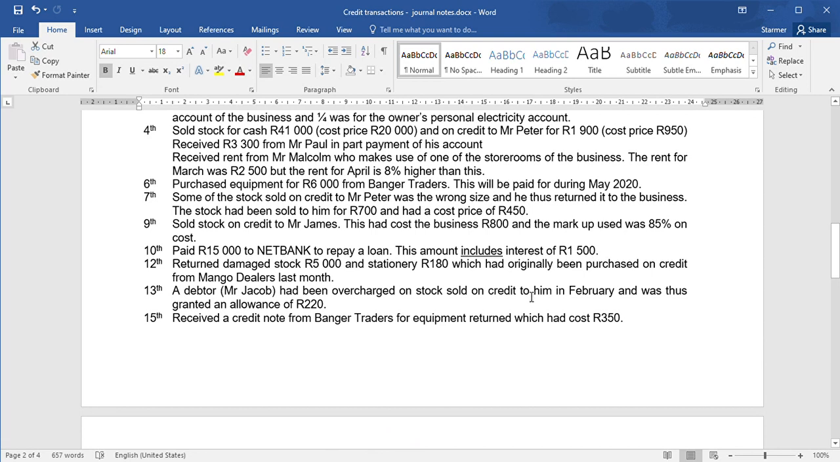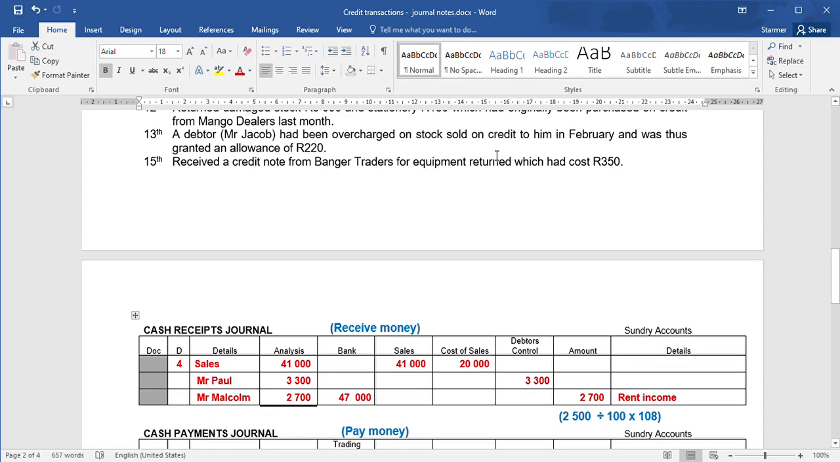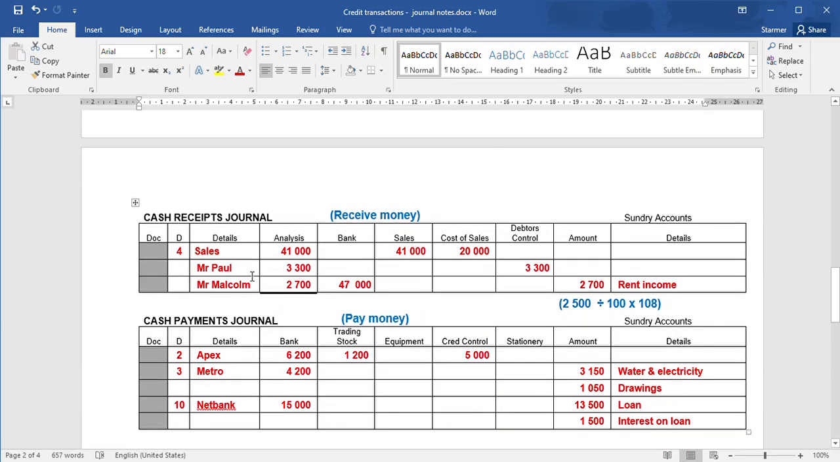Okay, the next one. Received 3,300 Rand from Mr. Paul in part payment of his accounts. So he's actually paying us back now. So at this point we're receiving money. The person giving us the money is Mr. Paul. The money came into the business. And the column that you use when people pay back is your debtors control column here. So this column here is only used when people are paying you back, when you actually receive money from them.